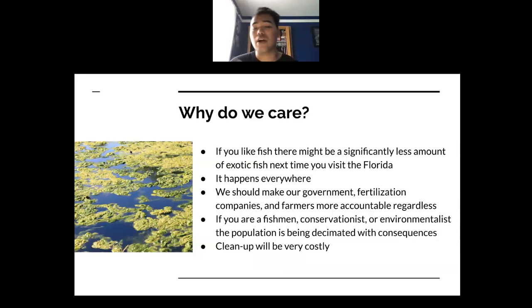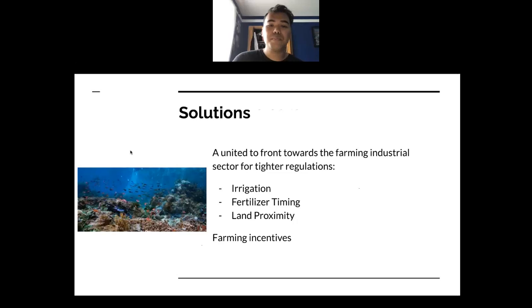Especially now, if you're a fisherman or a conservationist or environmentalist, you care about preserving, and your work is in making sure these populations aren't being decimated, and there are consequences that come along with it. And lastly, if all you care about is financial costs, the cleanup for this, as we've already seen on the news in Florida, is expensive, up to the hundreds of thousands of dollars.